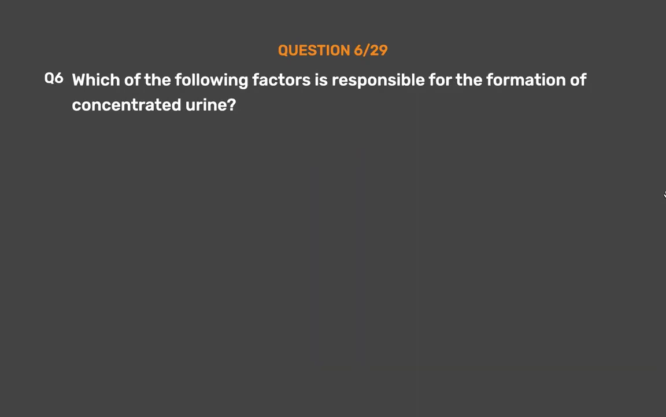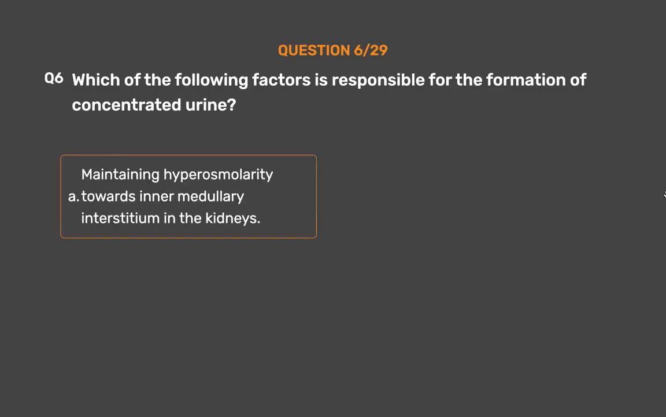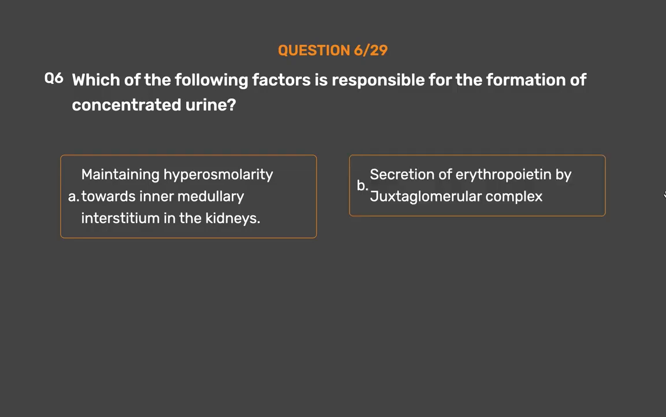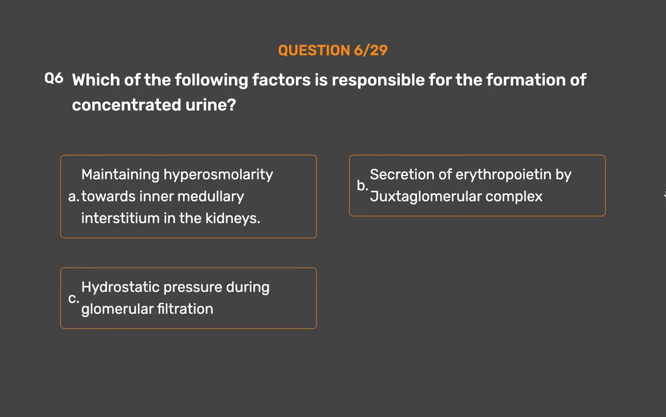Question number 6. Which of the following factors is responsible for the formation of concentrated urine? Option A. Maintaining hyperosmolarity towards inner medullary interstitium in the kidneys. Option B. Secretion of erythropoietin by juxtaglomerular complex. Option C. Hydrostatic pressure during glomerular filtration. Option D. Low levels of antidiuretic hormone.